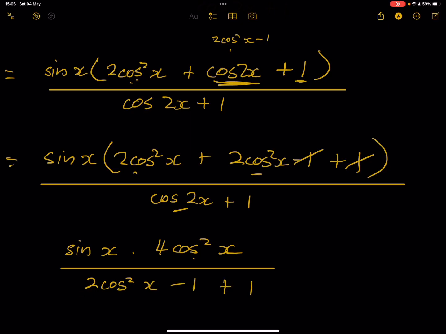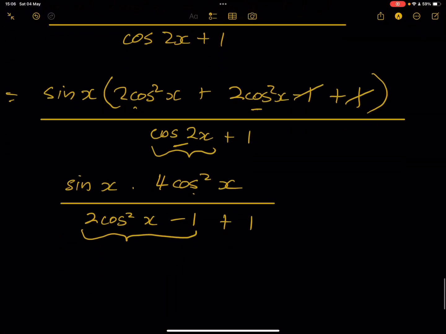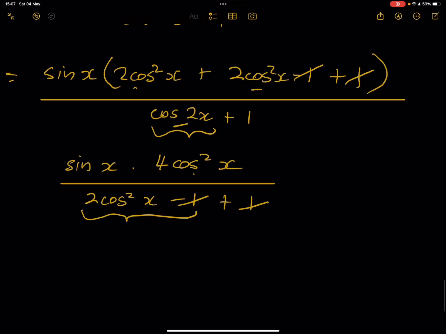So remember, this is the identity for this guy here. Okay, cos 2x is 2 cos squared of x minus 1. And again, what happens? The minus 1 and the plus 1 cancel. But look at what else cancels. The cos squared.